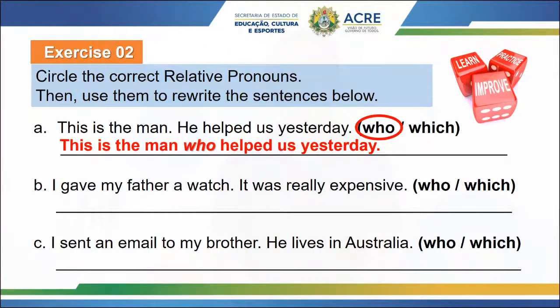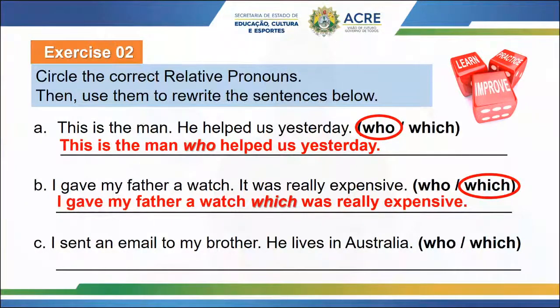Letter B, right? First of all, who or which? The correct answer is which, right? Because we're talking about a watch. So now let's combine these two sentences into just one. So let's go. The answer is, I gave my father a watch, which was really expensive, right? Very good.